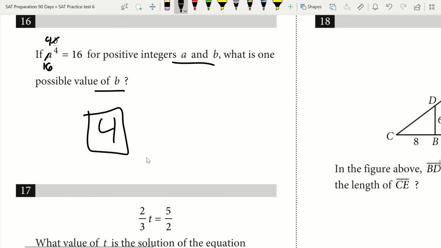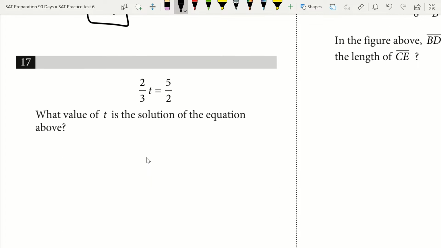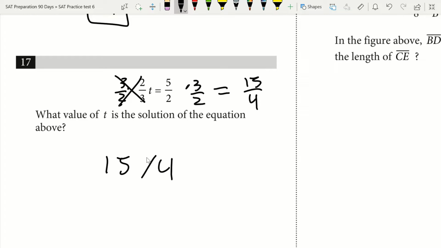Okay, next we go down, we got 17. What value of t is the solution of the equation above? Okay, so we've got 2/3 t equals 5 over 2. I'm going to multiply each side by 3 over 2 to solve for t. Okay, that gets rid of that. Multiply by 3 over 2. 5 times 3 gives me 15. 2 times 2 gives me 4. I get 15 over 4. So 15 over 4 there will be my answer. So that's what I'll plug in on my bubble sheet, 15 over 4.